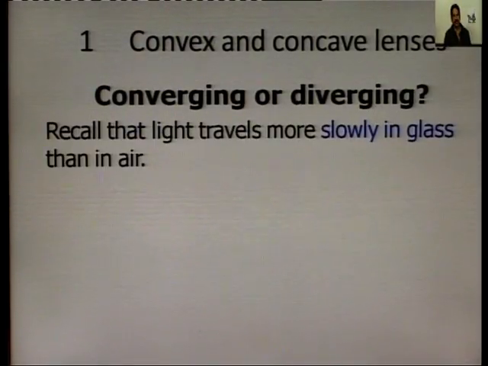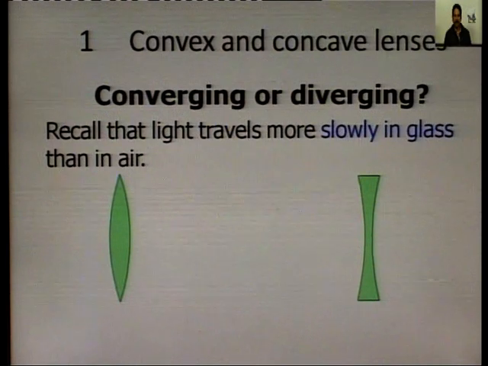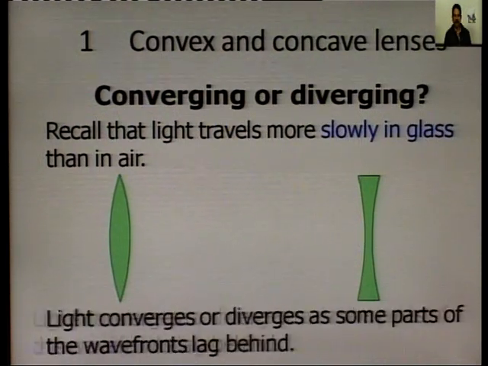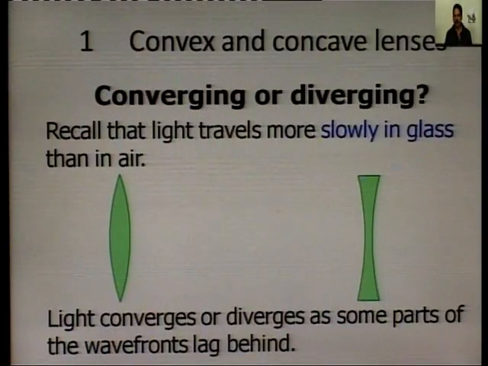Recall that light travels more slowly in glass than in air. So, what happens when light passes through a convex lens and a concave lens? Light converges or diverges as some parts of the wavefronts lag behind. Let us see how this happens, and why this convex lens is converging and this concave lens is diverging.